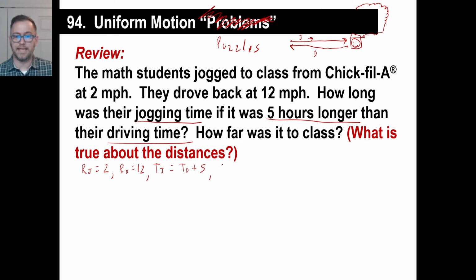So we're not going to write D, of course. Don't forget, you're going to write the distance jogging is rate times time jogging, and the distance driving is rate times time driving. That's all we need. We just stick it in there and we solve it. Boom, there you go. I won't bother to do that.